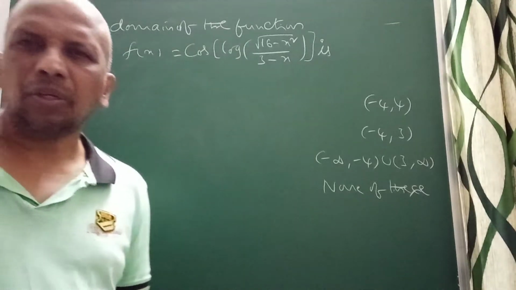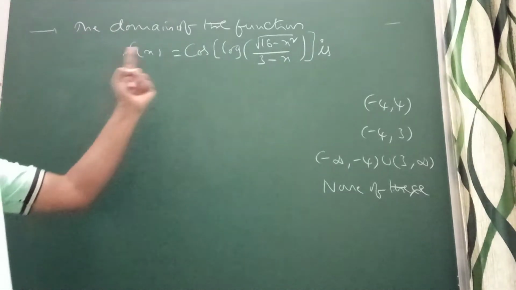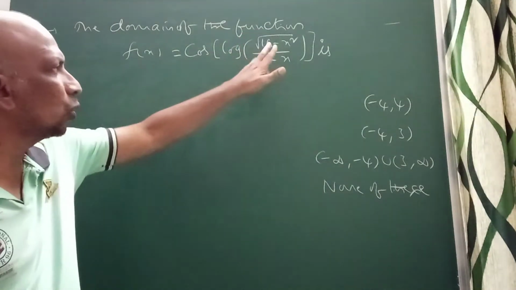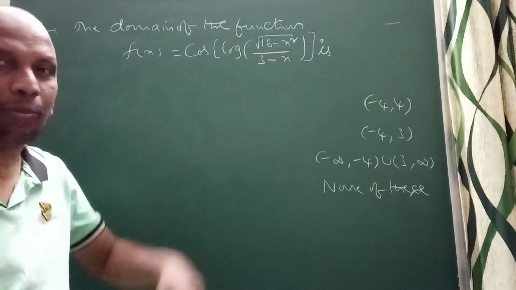So you can go through the previous video also for algebraic functions. Now I will explain the domain of the function related mainly to trigonometric functions. See, in this problem they are asking the domain of the function f of x equal to cos of log of root of (16 minus x square) by (3 minus x).